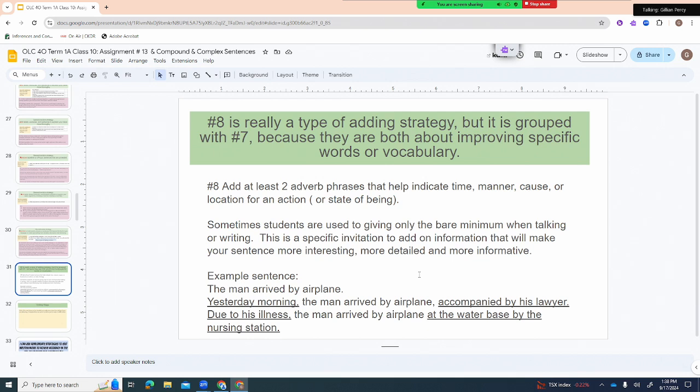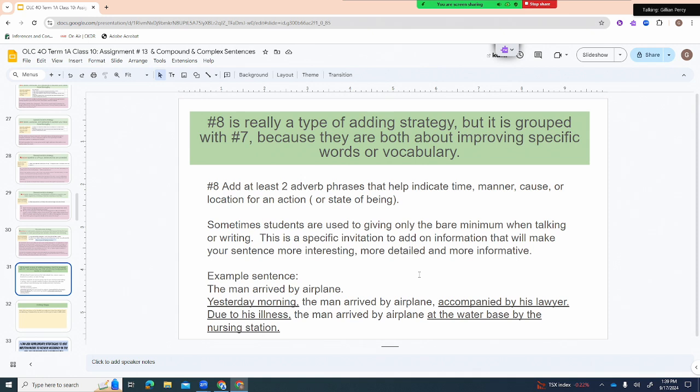Sometimes students are used to giving only the bare minimum when they're talking or they're writing. This is kind of your specific invitation to add on information that will make your sentence more interesting, more detailed, more informative. So let's say I have a sentence that says, the man arrived by airplane. Okay, it's a bare bones sentence. It's valid. It's just not super interesting and it doesn't tell me enough information.